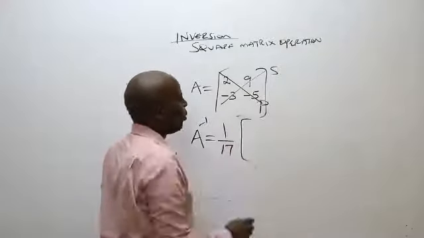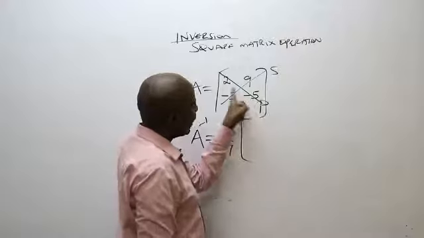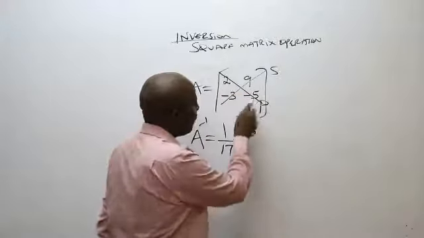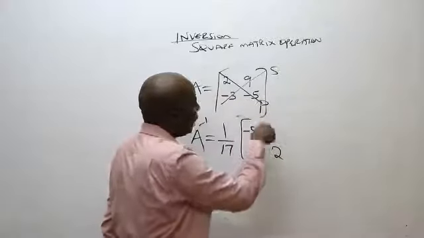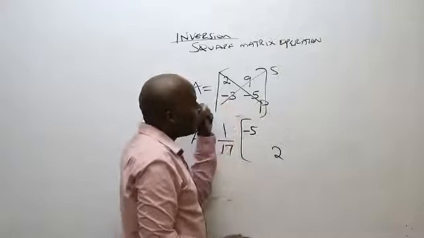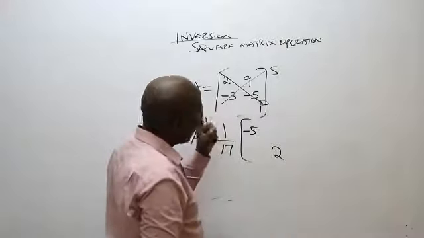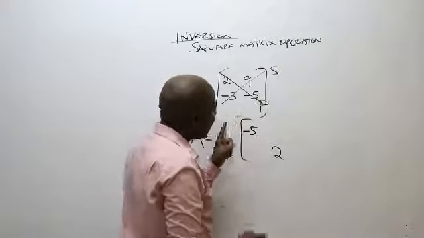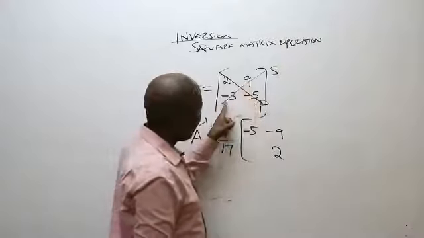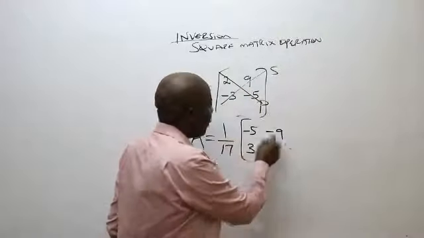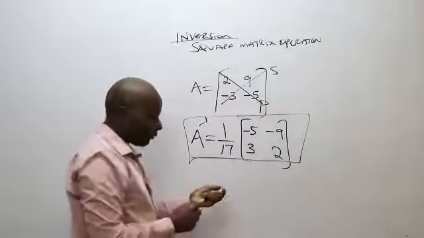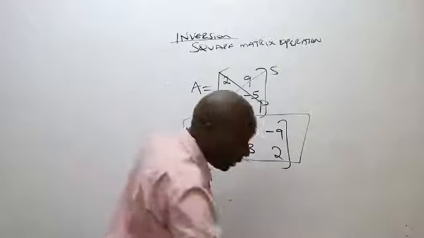into, ladies and gentlemen, we have the concept of exchanging the primaries. We have -5 taking the position of this and the 2 going down there. And then we leave the secondaries where they are, but we change their signs. So here we'll talk of -9, initially it was positive. This one here, which was -3, now becomes +3. This is the inverse of matrix A.